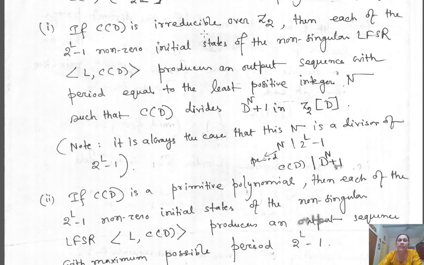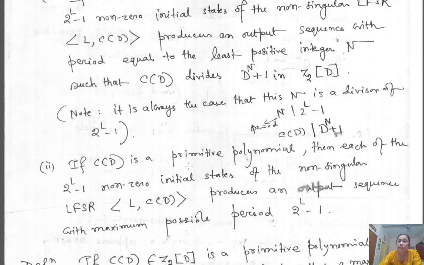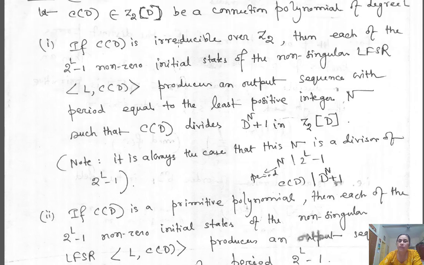So if C(D) is irreducible, then this is essentially the period. It is the least positive integer for which C(D) divides D to the power n plus 1, and consequently n divides 2 to the power L minus 1. In case C(D) is a primitive polynomial, it is irreducible, but along with that it has that extra feature: it generates the multiplicative group of F2 to the power L except 0.